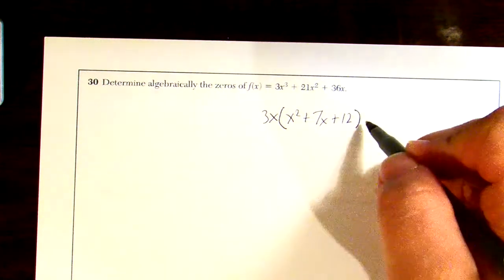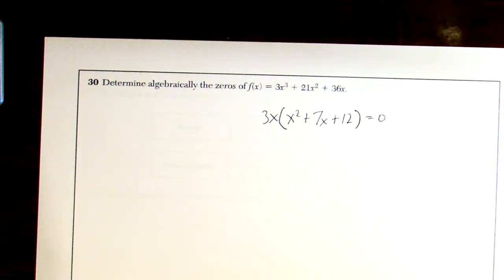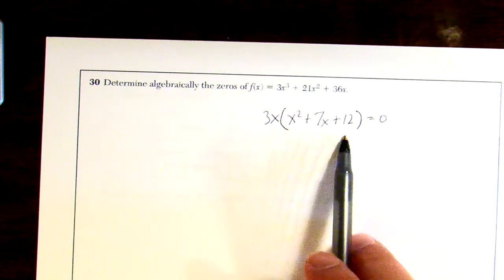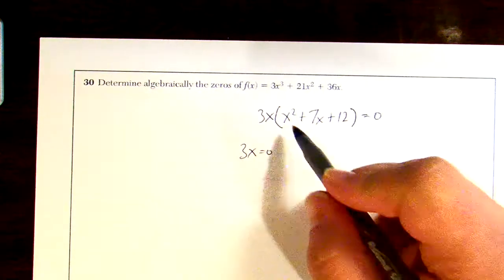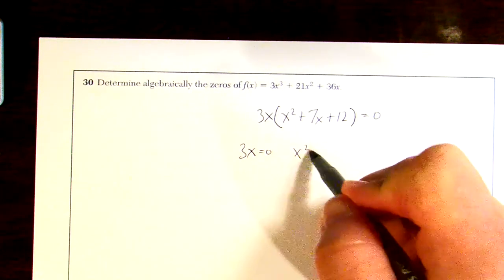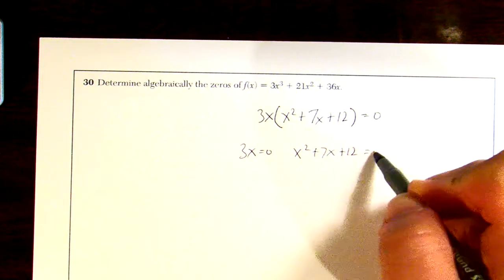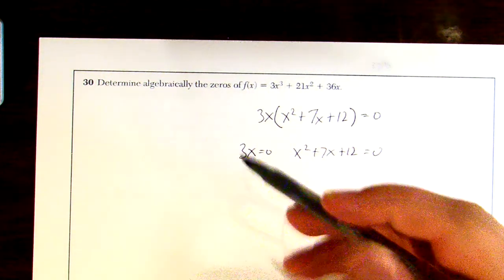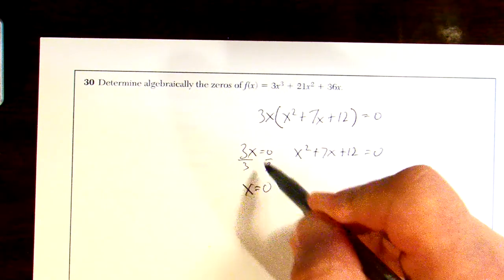So it says determine the zeros. We're going to set it equal to 0. So we can plug in this portion because we have 3x equals 0 so far when we split it, and then this should equal 0. So how do I solve for x here? Divide by 3. x equals 0 for this part.